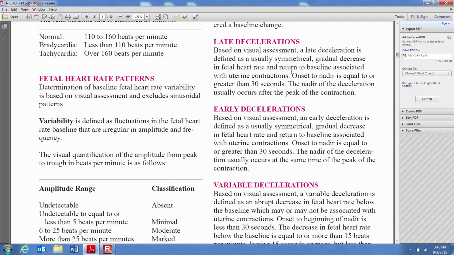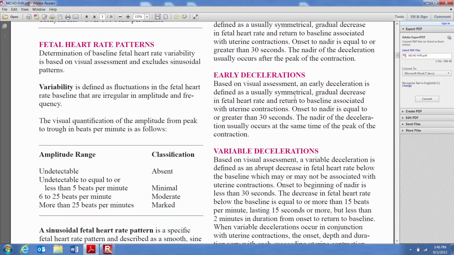Now, the other significant thing about labeling that deceleration late is it takes greater than 30 seconds from the time it leaves baseline till it gets to its lowest point or nadir. Greater than 30 seconds. It happens late in relation to the contraction, and it takes 30 seconds or more for it to leave baseline and get to the nadir. Those mean uteroplacental insufficiency. Those are not good. We need to fix those.